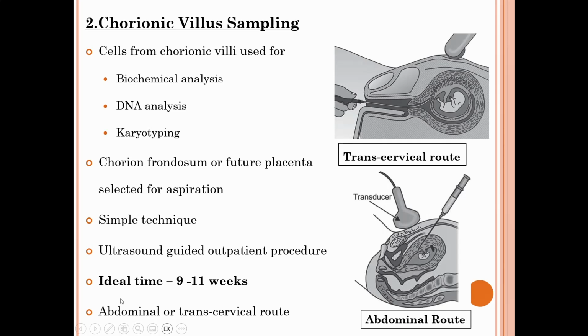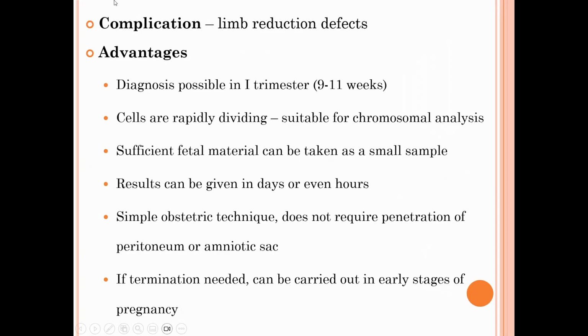And there are two routes. It can be abdominal route or transcervical route. So you can see the abdominal route, you can see the transcervical route. What are the complications? Complication can be limb reduction defects, complication of CVS, that is chorionic villus sampling.